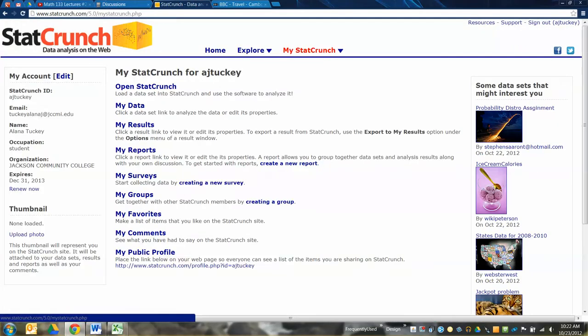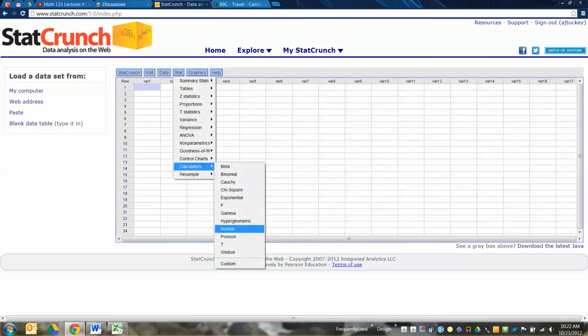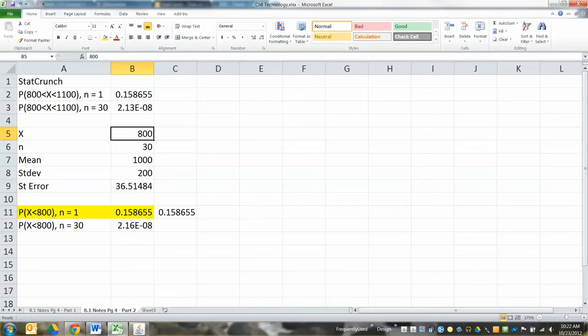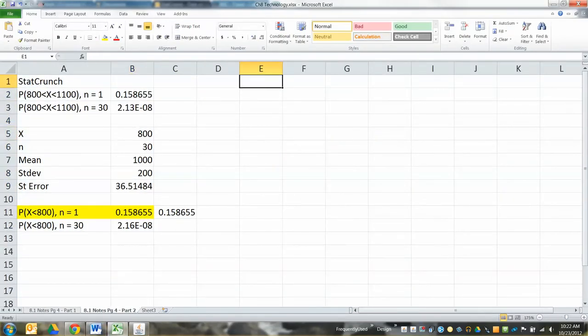Okay, so we're going to go to StatCrunch, open it up, go to Stat, Calculators, Normal. Okay, so this was 1,000. This was 200. Okay, now how do we do this? We want it to be less than, just bear with me, we're going to do less than 800, which is what we already found, I know. Compute. Okay, so we already did that one. As a matter of fact, I could just copy and paste it right from the other thing, right? It's this guy right here. Okay, so we've got that part.